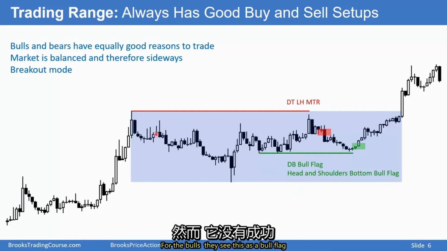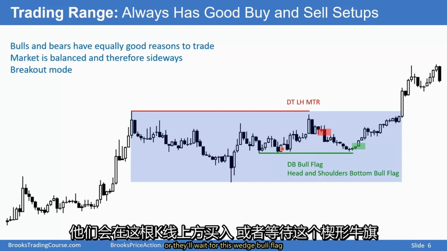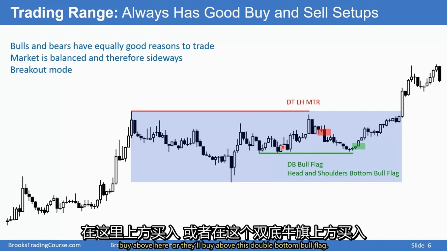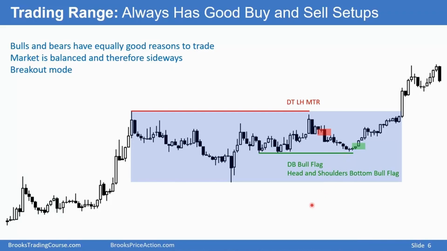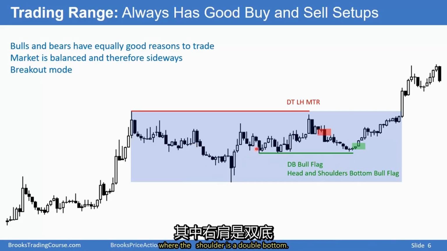For the bulls, they see this as a bull flag with a strong reversal up. They'll buy above this bar, or they'll wait for this wedge bull flag, buy above here, or they'll buy above this double bottom bull flag. You can also call it a head and shoulders bottom, left shoulder, head, and then right shoulder, where the right shoulder is a double bottom.